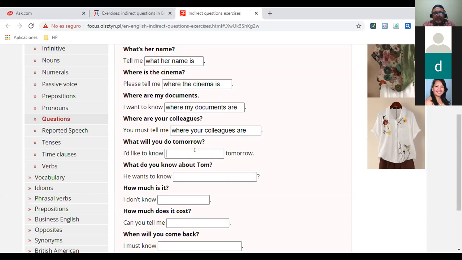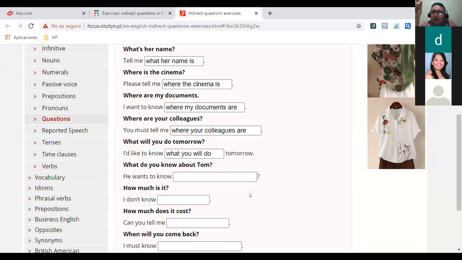Okay, listen to this. The exercises that you're doing right now, the original question is direct. When you make a direct question, it is necessary, grammatically speaking, that you include an auxiliary in the question. Now, when you're transferring direct questions to indirect, the auxiliary you're using usually disappears. So I would like to know what you will do tomorrow. So you switch the position. I would like to know what you will do tomorrow.